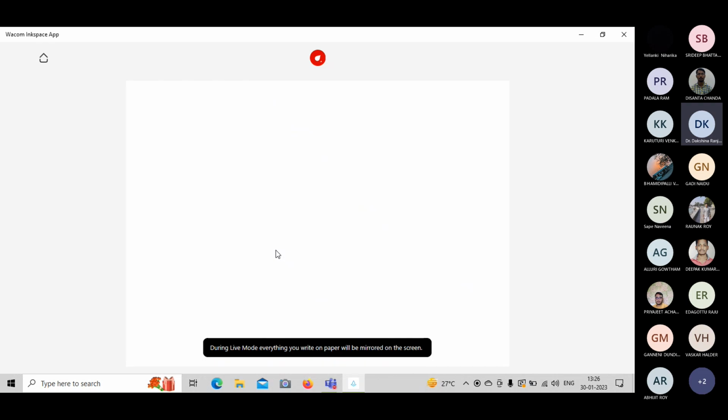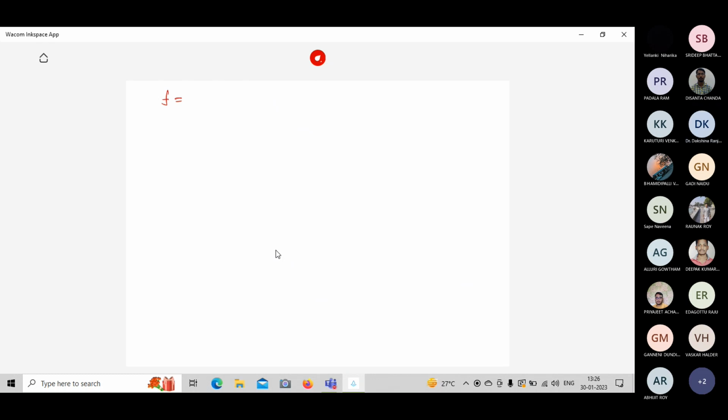Now let us consider there are n number of functions. So we can write f1, f2, until we get fn. So there are n number of functions, n number of variables, n number of unknowns.